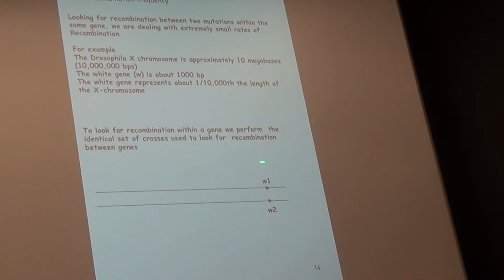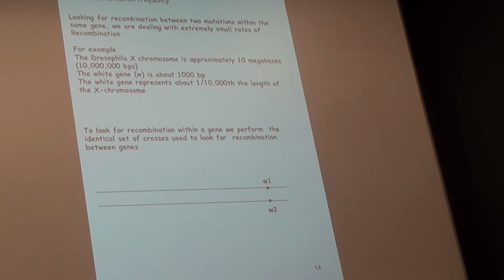So here is the white gene, W1, it's one allele of the gene. W2, it's a different allele of the gene. What are different alleles of a gene? They are sequences that are different in the same gene, correct? That's why you have two different alleles, two different forms of the same gene.